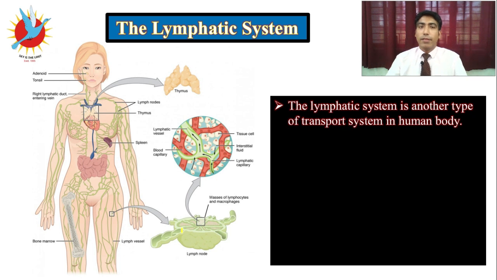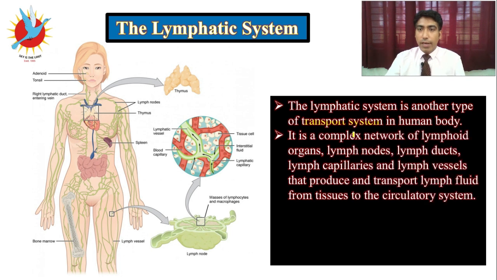Next, we will discuss the lymphatic system. The lymphatic system is another type of transport system in the human body. How does it work? Let's find out. It is a complex network of lymphoid organs. We will talk about the lymphoid organs and their examples: lymph nodes, lymphatic ducts, lymph capillaries, and lymph vessels.